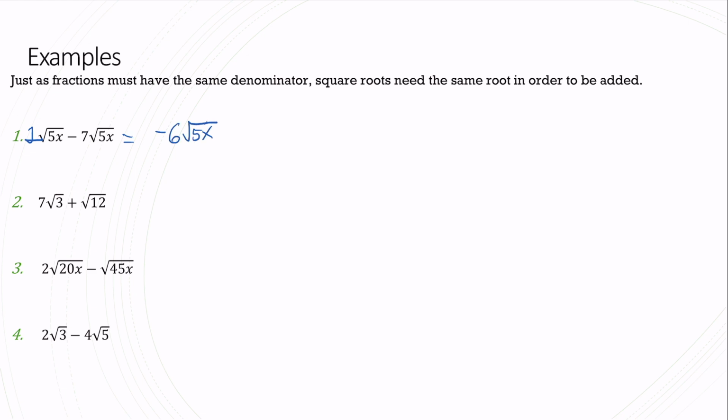For problem 2, I have 7 root 3 plus the square root of 12. 12 is 4 times 3, so I can simplify that because 4 is a perfect square. So I would have 7 root 3 plus the square root of 2 squared times 3. Or if you knew right away how to simplify that, we would have plus 2 root 3. And now I can go ahead and add these. 7 and 2 gives me 9 root 3.